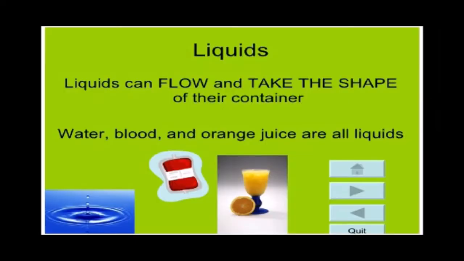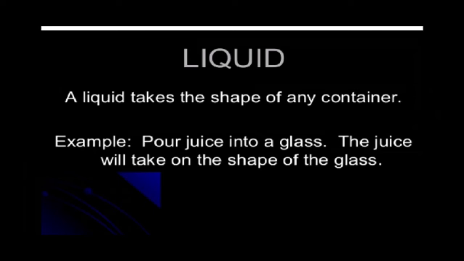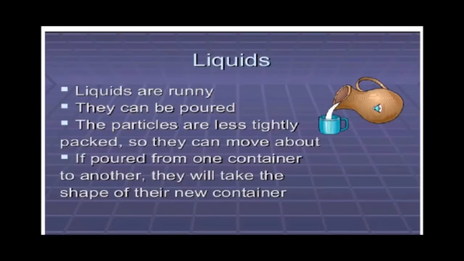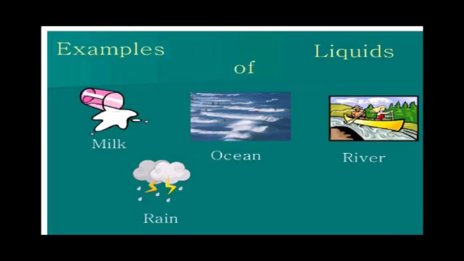Liquids can flow and take the shape of their container. For example, water, blood, and orange juice are all examples of liquids. A liquid takes the shape of any container. For example, pour juice into a glass, the juice will take the shape of the glass. Therefore, liquids are runny, they can be poured, and the particles are less tightly packed, so they can move about. If poured from one container to another, they will take the shape of their new container. Examples of liquids are milk, ocean, rain, river, etc.